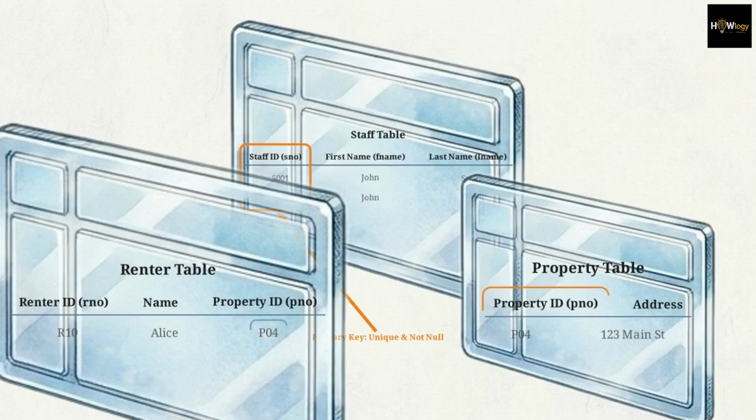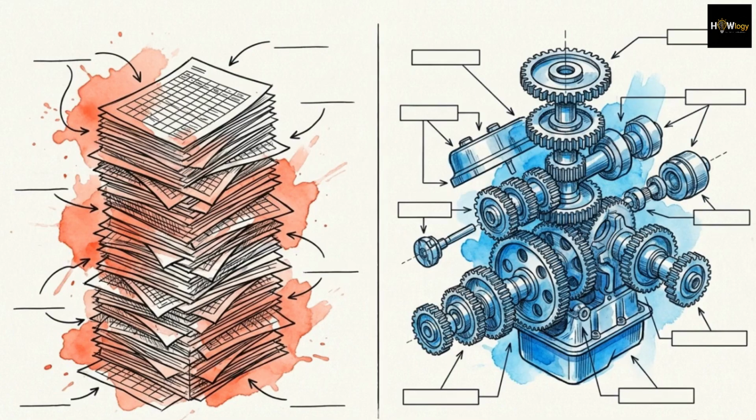A foreign key then links one record to another, connecting a specific renter to the exact property they are leasing. Without these constraints, a database operates like a disorganized spreadsheet. With them, it becomes a secure, interconnected engine for the application.